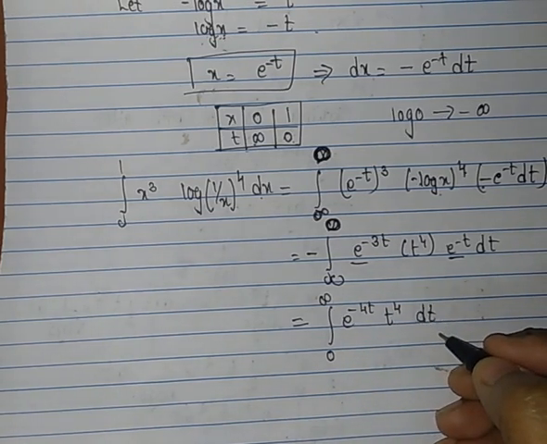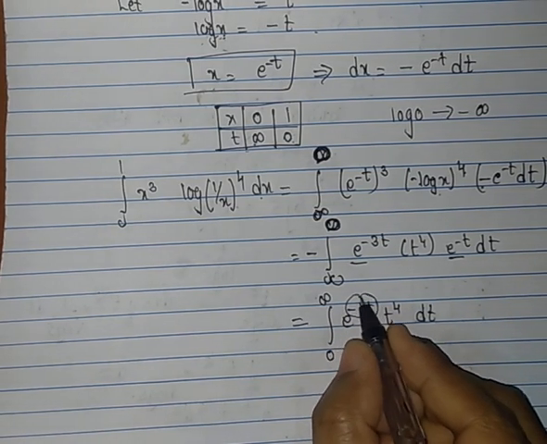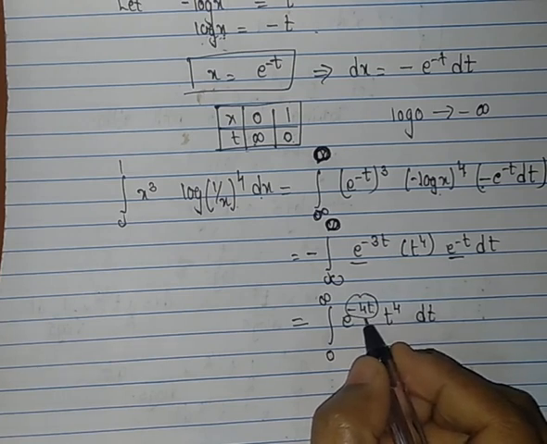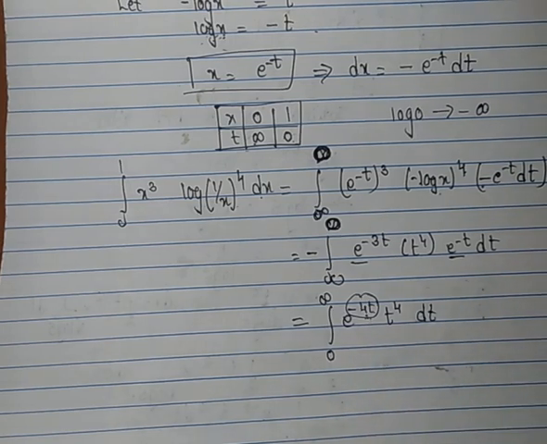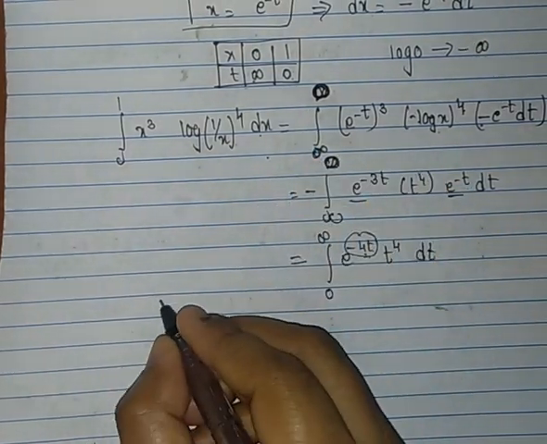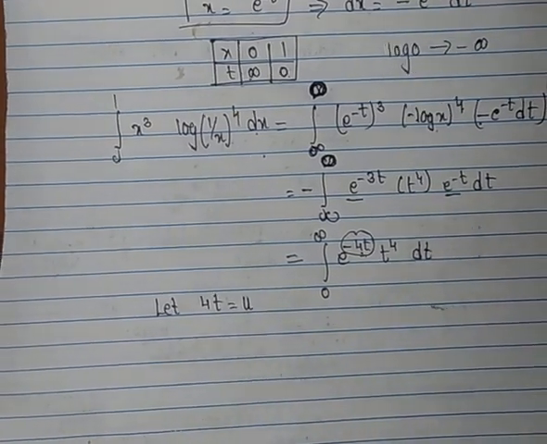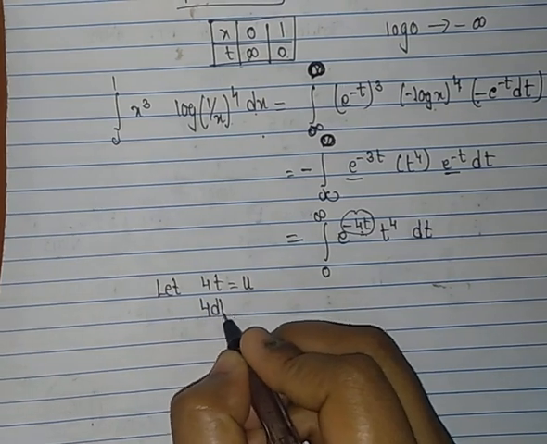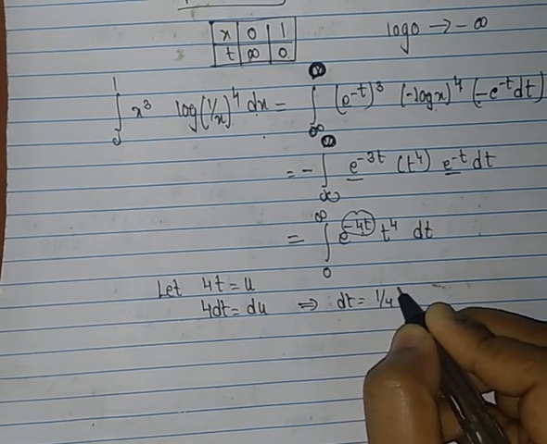Now I will always be interested in the exponential term. My exponential term is raised to something, and that power should be 1 and the coefficient also needs to be 1. But if you observe properly here, the coefficient is not minus 1, it is minus 4. So we need to go for a substitution again. What will be the substitution here? Let 4t equal to u, that means 4 dt equals du. That implies dt equals 1 upon 4 into du.